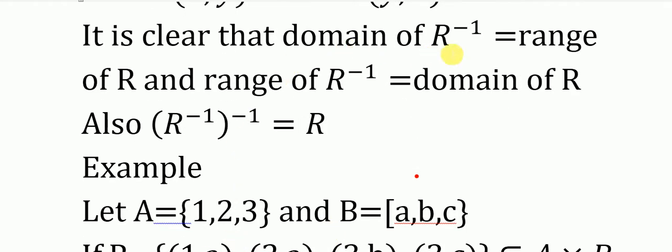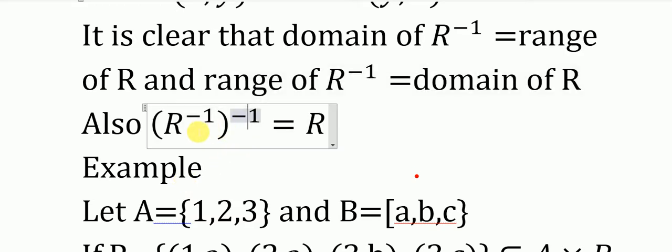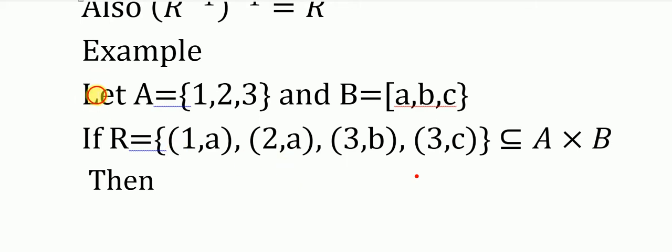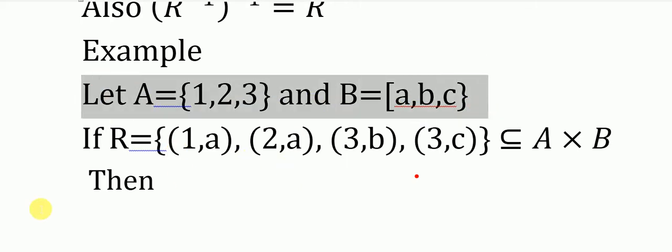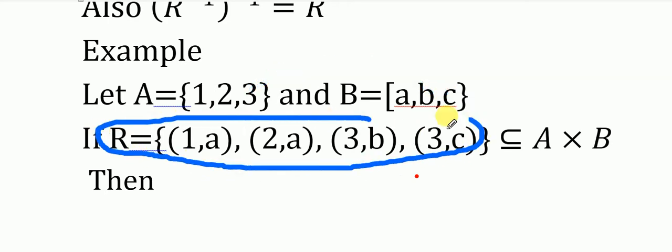It's clear that the domain of R inverse is nothing but the range of R, and the range of R inverse is equal to the domain of R. Also, the inverse of R inverse is R. So we can take an example here. Let A is equal to {1, 2, 3} and B is equal to {a, b, c}. I am considering this relation R: 1 related to a, 2 related to a, 3 related to b, and 3 related to c. Clearly this is a subset of A cross B.